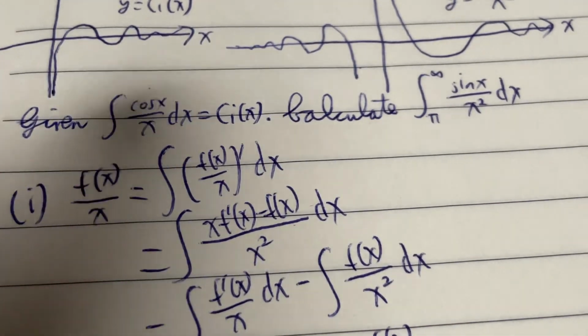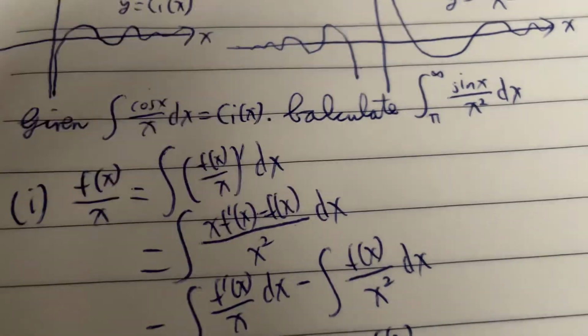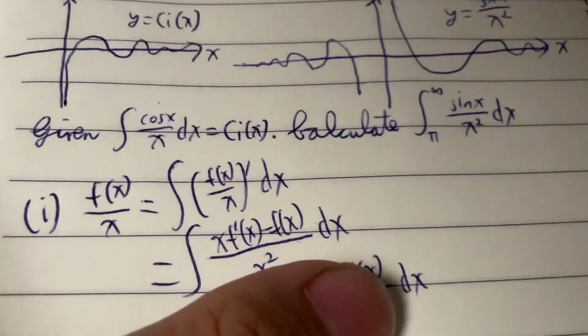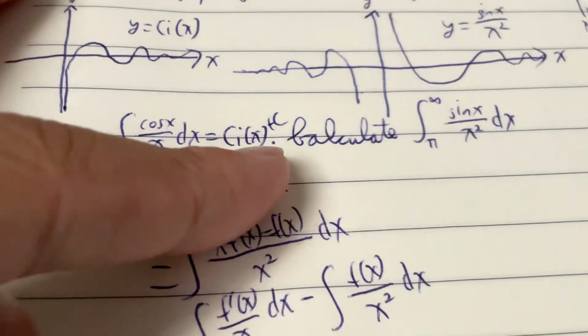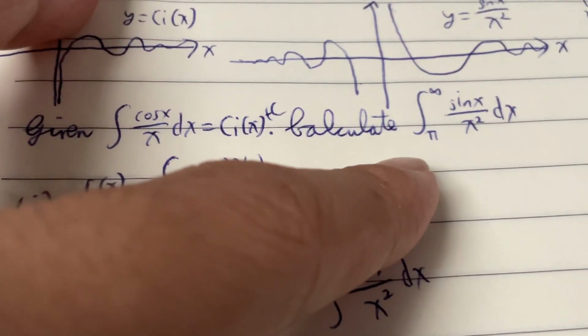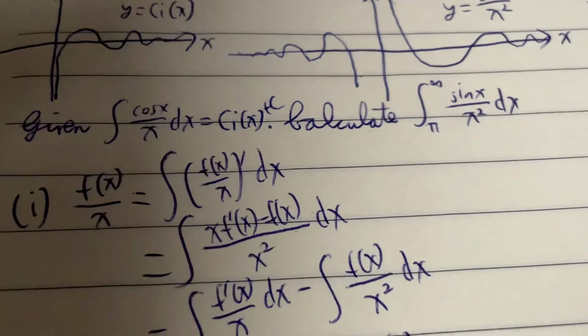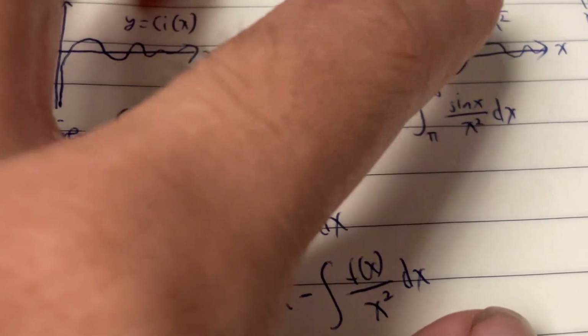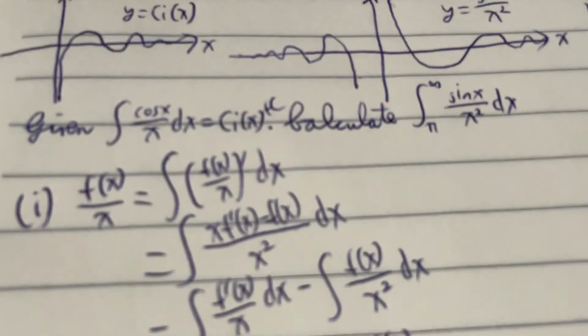Given that the integral of cosine x over x is equal to Ci of x plus c, I forgot the plus c, sorry. We need to calculate the integral of sin x over x squared going from pi to infinity.